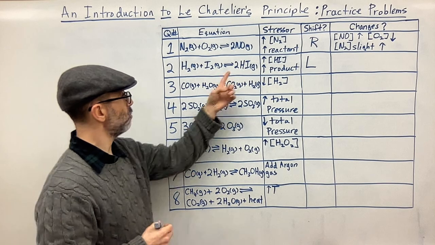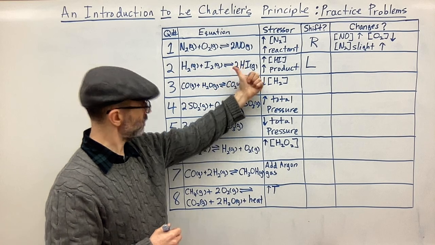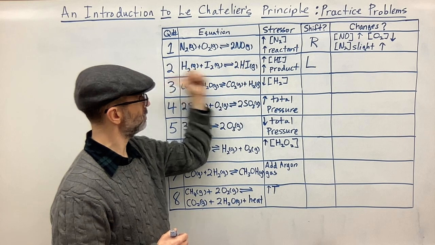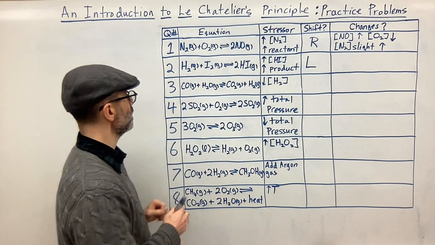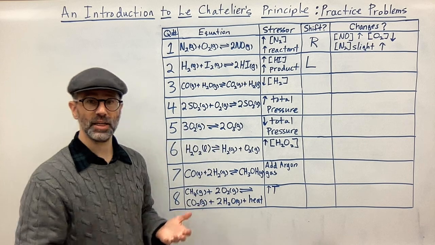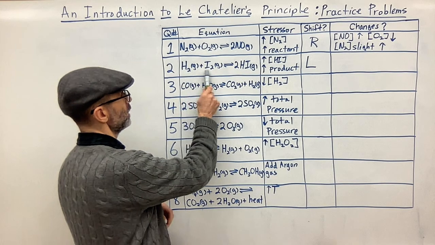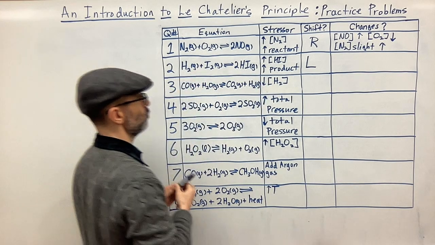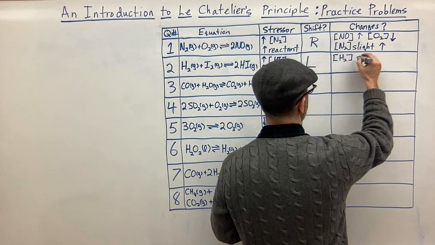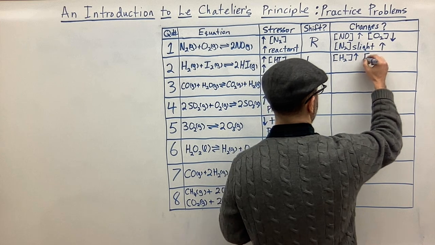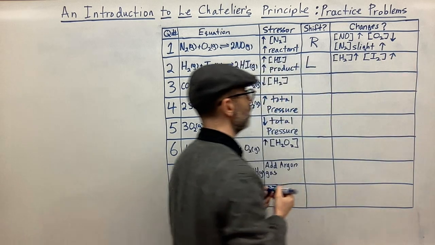So what's going to happen? Well, if this is shifting to the left, this is going to decrease and these two are going to increase. So what's going to be the change at the new equilibrium? Well, both of these are going to increase because it's shifting this way, right? So the concentration of H2 is going to increase, and the concentration of I2 is also going to increase.